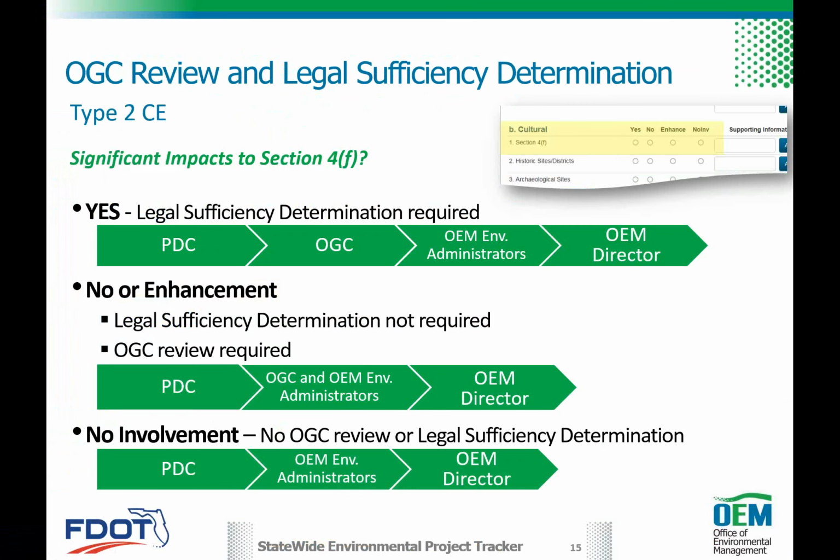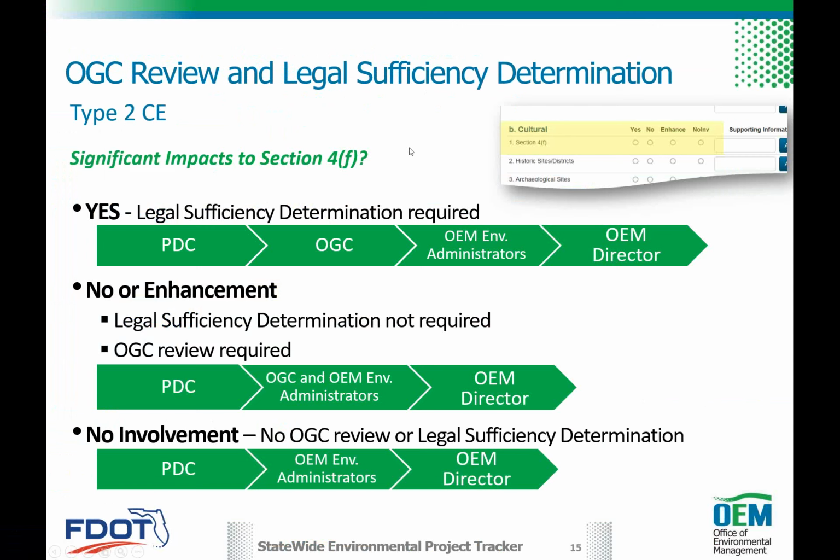We talked about legal review and legal sufficiency. This process has changed slightly, but I do want you to be mindful of it, and that's depending on the nature of the project. If it's an EIS or it's a document that involves an individual 4F, then a legal sufficiency determination is going to be required by OGC. So the process gets slightly modified.